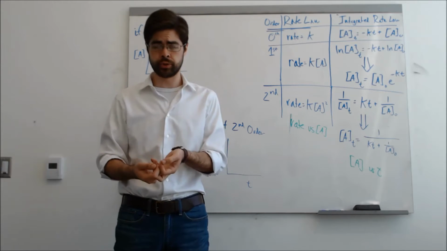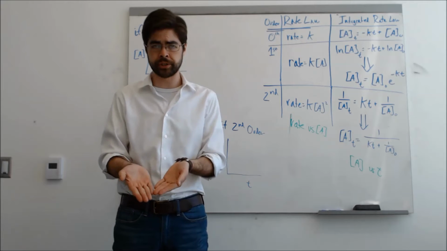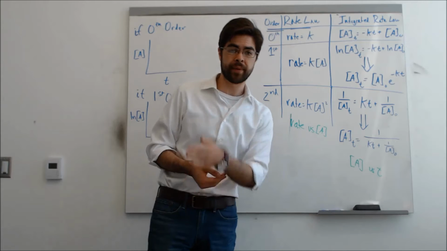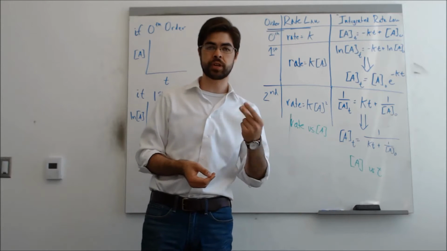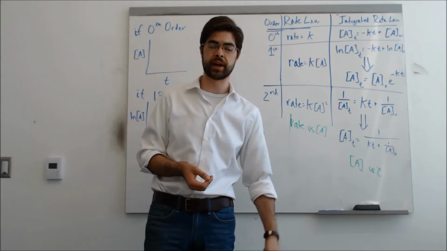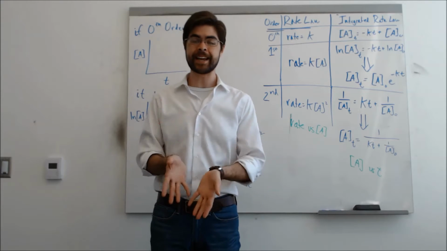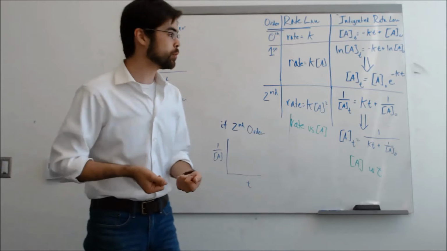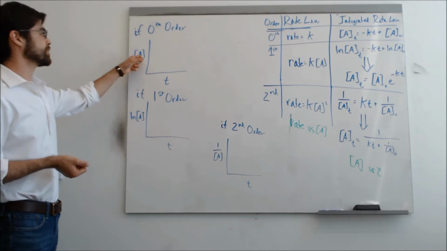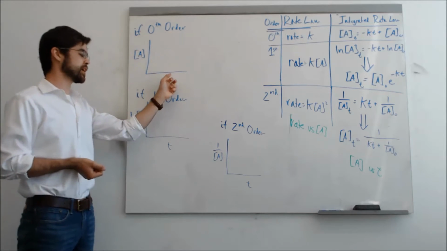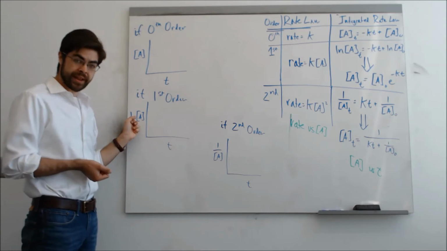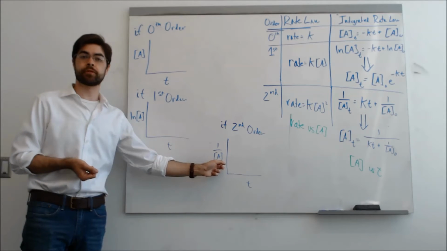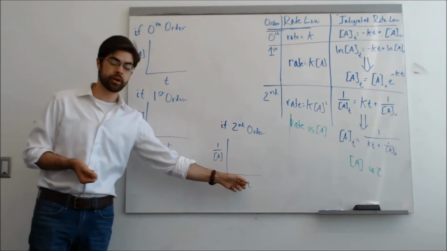So one thing that you can do is you perform the reaction and you measure the concentration as a function of time. As the reaction proceeds, you keep measuring the concentration over time. Once you get that data, you plot it up, and you plot it in a few different ways. You plot the concentration versus time, you plot the natural log of the concentration versus time, and you plot the inverse of the concentration versus time.